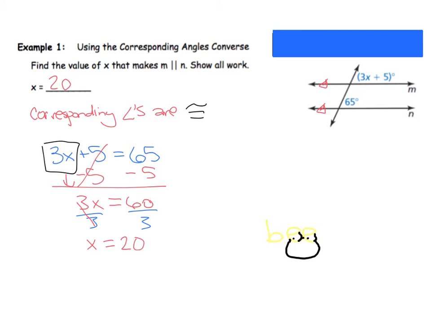Now, if I wanted to take it a step further and verify this, I could check my work. So if I do 3 times 20 plus 5, I should get, according to this, 65. So they should both be 65, and that is 60 plus 5, and 60 plus 5 does equal, in fact, 65. So kind of a way to check to make sure that you did it right, because we know that they should be congruent.